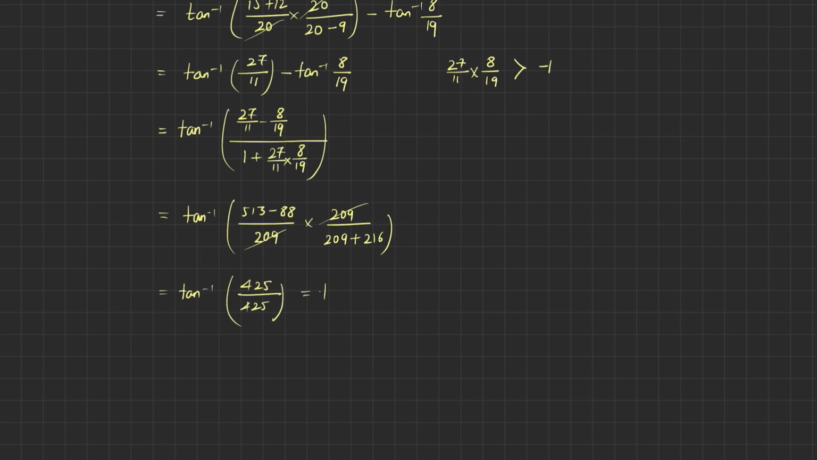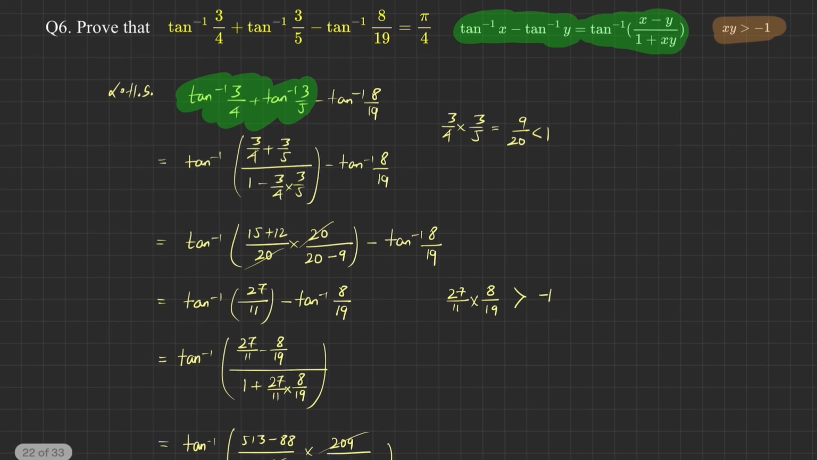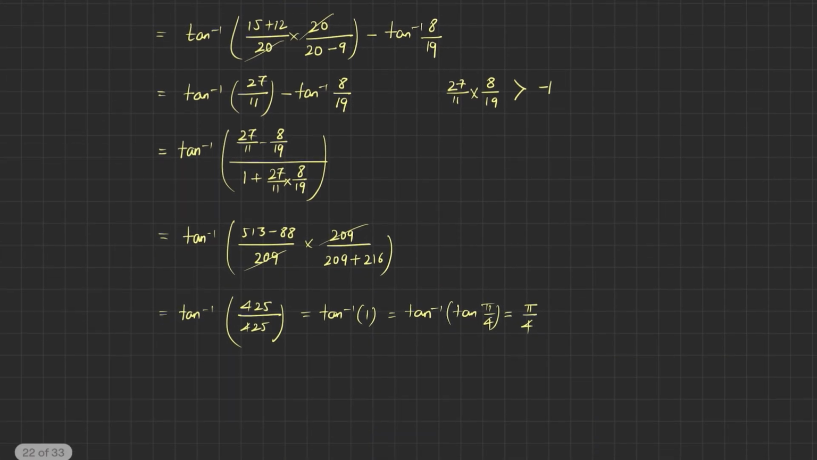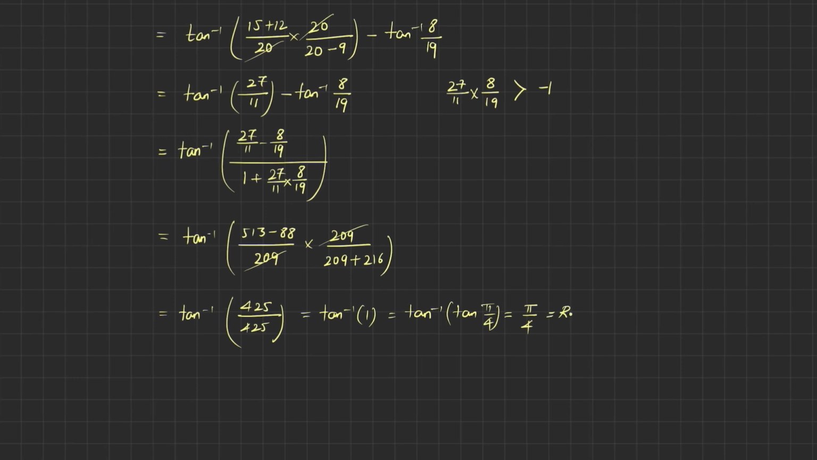So it will be tan inverse of 1, which can be written as tan inverse of tan 45 degrees. Hence my left hand side is pi by 4. In the right hand side also there is pi by 4. So the proof is done. Left hand side equals right hand side, hence proved.